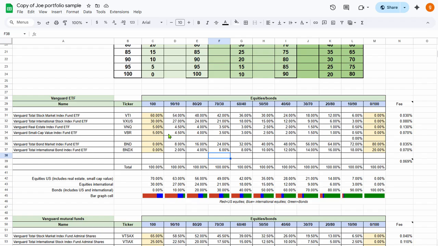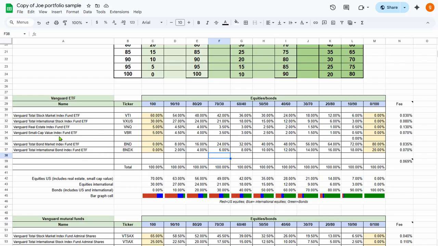So if I'm 90-10, that means 54% of my investments will be in total stock market, 27% will be international, and then I'm sort of adding a little diversity by adding REITs, which is the real estate. So it'll be only 4.5%. And then I'm adding some small cap value. This will give me more diverse portfolio and hopefully get some little good gains. And that would be 4.5%.